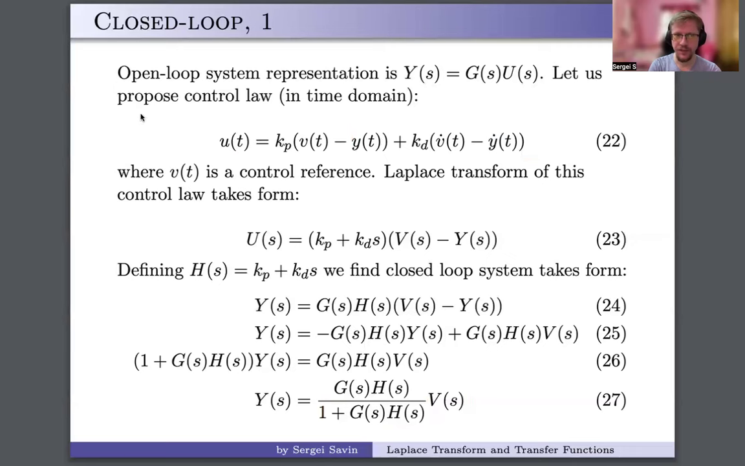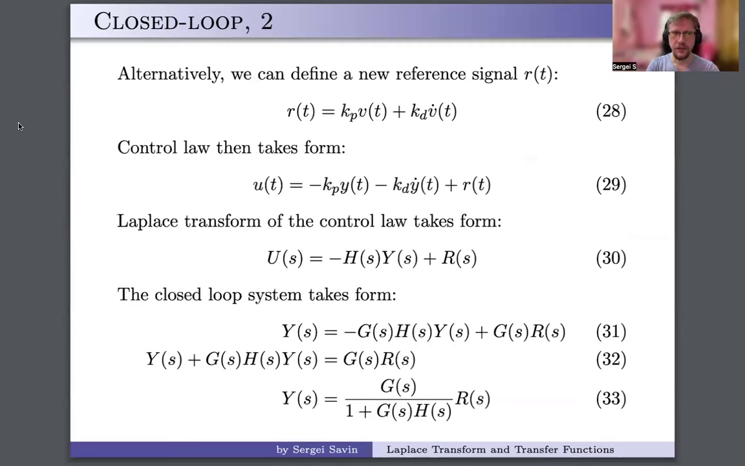Let me show you another way. Now, imagine we have a reference signal that looks like this: R of t is equal to kp v of t plus kd v dot of t. What we have here is just a description of a reference signal.